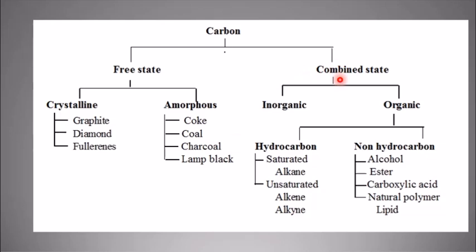Then we have the combined state of carbon, which can be inorganic and organic. We are not going into detail about the inorganic state. We are going only into the organic carbon. The organic carbon can again be of two types, that is hydrocarbons and non-hydrocarbons. So we will be learning about everything in this chapter. We will be learning first about the crystalline substances, that is graphite, diamond and fullerene.